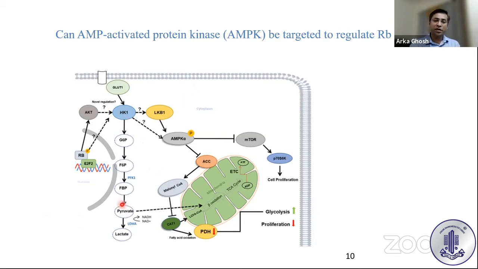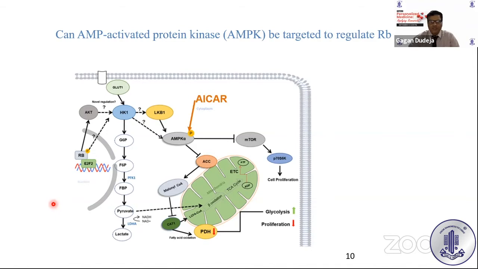So this brings us to this unique pathway that we found, where retinoblastoma actually controls hexokinase, and hexokinase controls the energy sensor in the cell, which is AMPK alpha. So to take you further, I'll invite Gagan now to talk about the translational aspect of it. Gagan, you have control. Yeah, thank you.